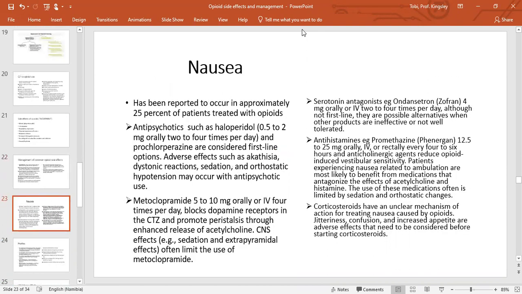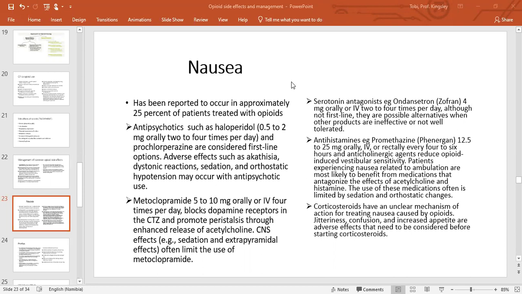Now, the second side effect of opioids is nausea and vomiting. I'm sure that if you are asked, that's the first thing you will mention. Nausea has been reported in about a quarter of all patients who are treated with opioids, so it's quite frequent. Management can vary from one drug to another. Antipsychotics such as haloperidol are considered first-line options for the management of nausea due to opioid usage.